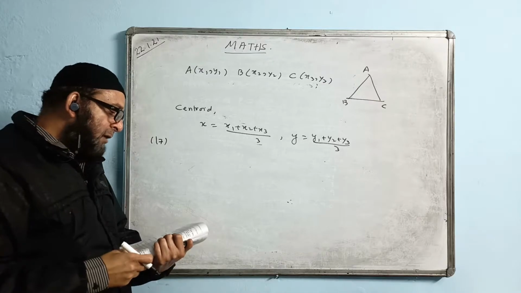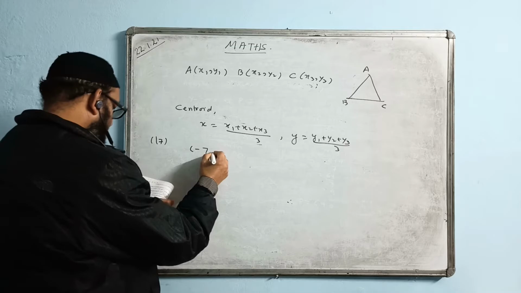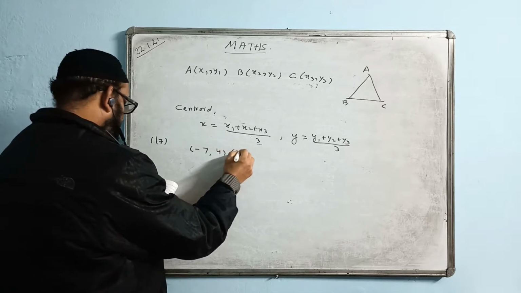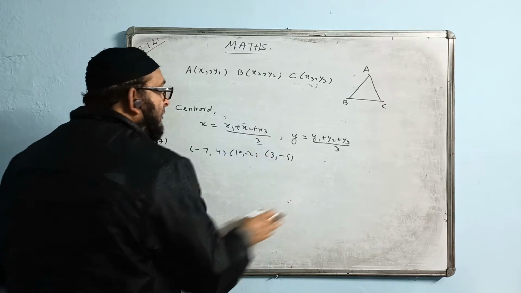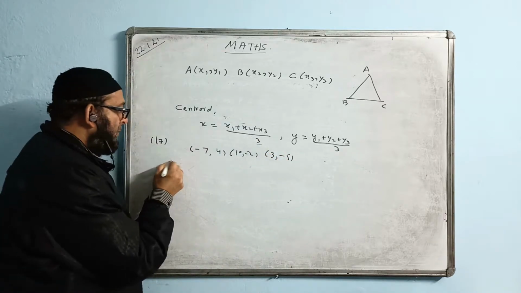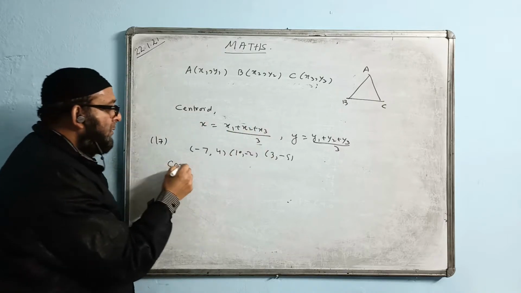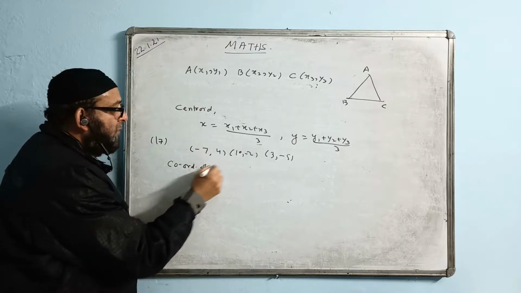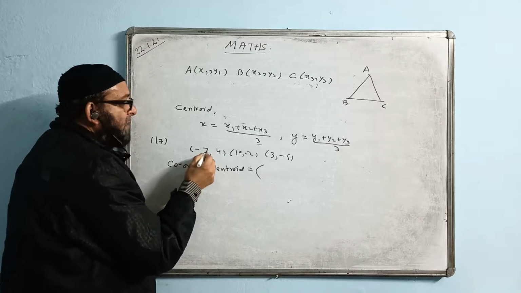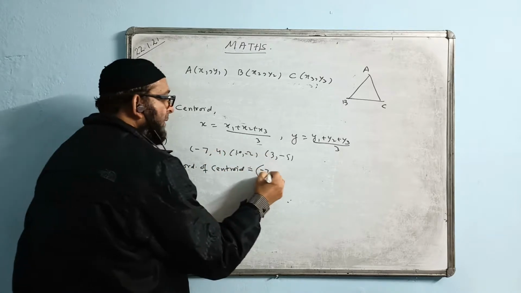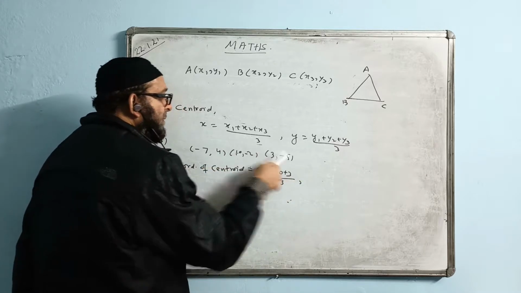Find the centroid of the triangle whose vertices are, first vertex is given like this: -7, 4, 10, -2, 3, -2, 5. You have to find the coordinates of the centroid. You can do x separately, y separately, or you can do together here. Coordinates of centroid. Together also we can do here. Give a bracket. x1 plus x2 plus x3. Do that. -7 plus 10 plus 3 by 3, comma. This plus this plus this.